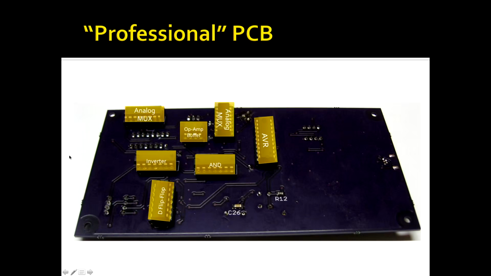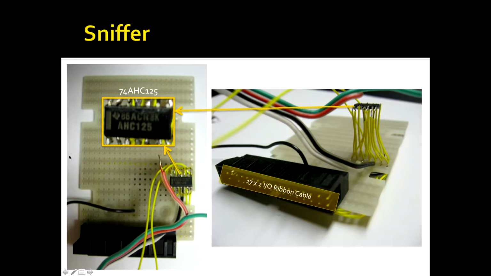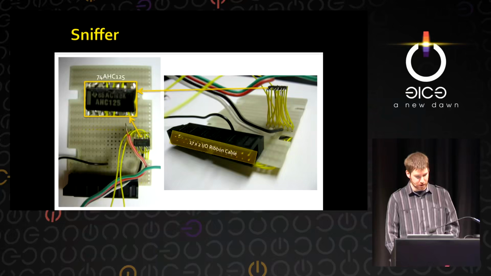So here is another device, my sniffer board, which is basically used as a man in the middle. This would plug into the FPGA. And then this AHC125 is just like the 74LV125. It's a 5-volt tolerant chip that can drive signals at 3.3 volts to correct the voltage mismatch between the FPGA and the target.